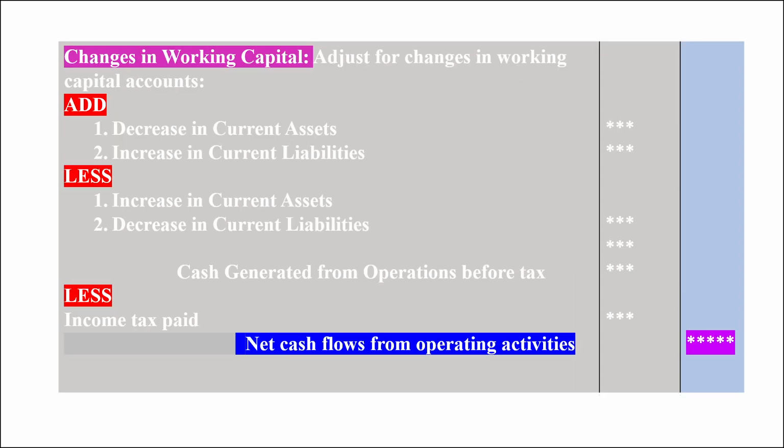Next, we adjust the changes in working capital. First, we add the decrease in current assets and increase in current liabilities. Then we subtract increase in current assets and decrease in current liabilities. So we can get cash generated from operations before tax. After that, we subtract the income tax paid. Then we can get net cash flow from operating activities.